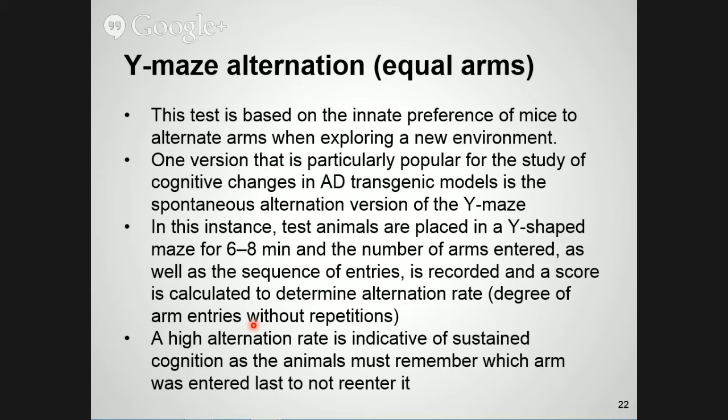In other words, the animal has to remember, I was already in arm A, maybe I want to go and look at arm B, and then maybe I want to go and look at arm C. And the higher the alternation rate is, the better they remember that they've already been in one of those arms. This higher alternation rate is actually indicative of sustained cognition, as this animal has to remember which arm it has already entered.